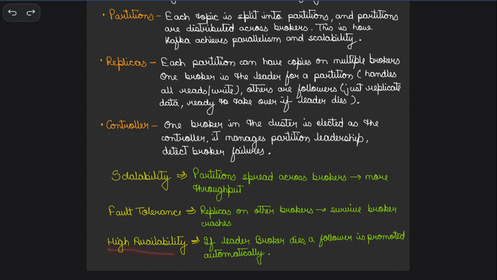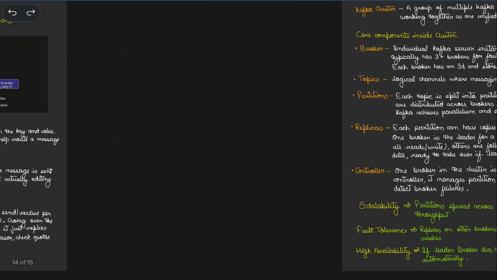How is high availability achieved? If a leader broker dies, a follower is promoted automatically. Same as here, with replicas. That's the whole point of making replicas. So if the leader broker dies, a follower is promoted automatically. That's why we have achieved high availability. These are the three things that are achieved, and I have explained the reasons.